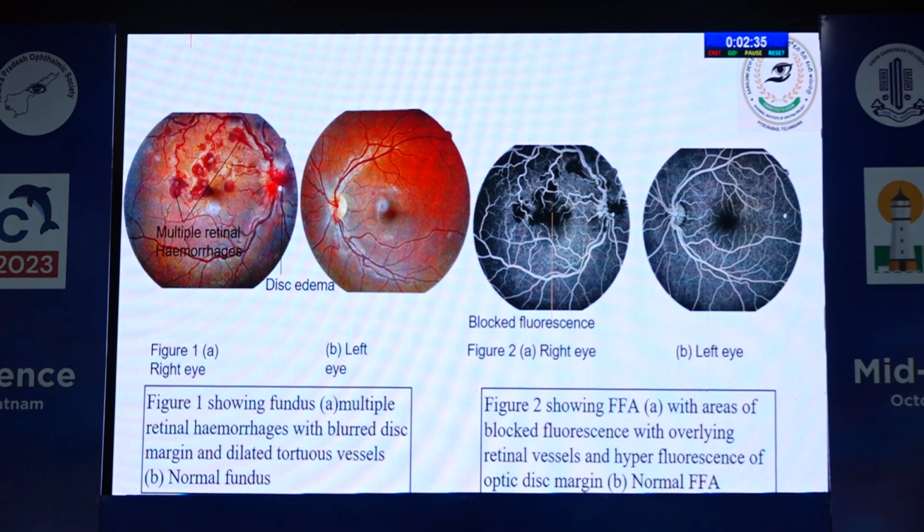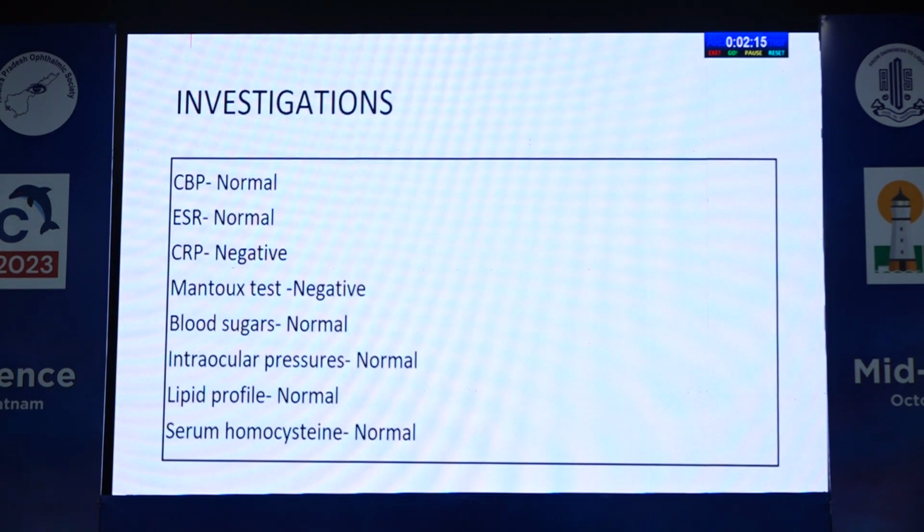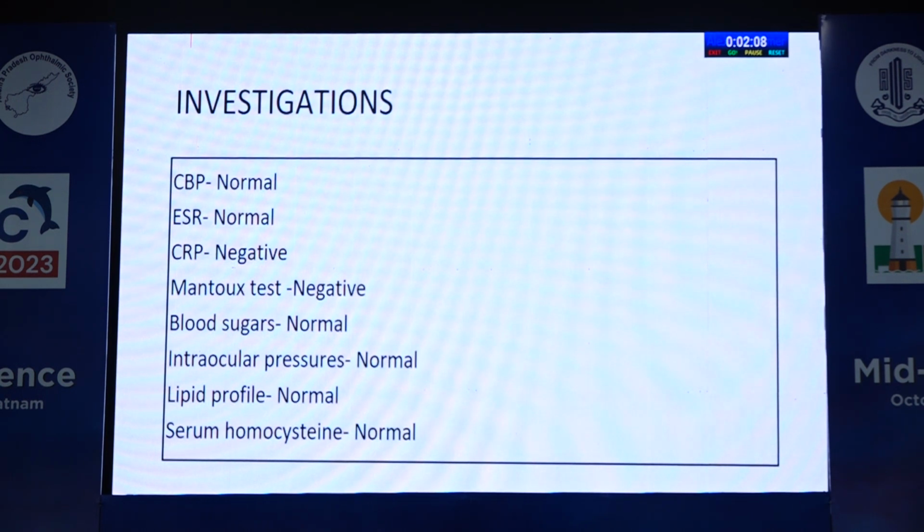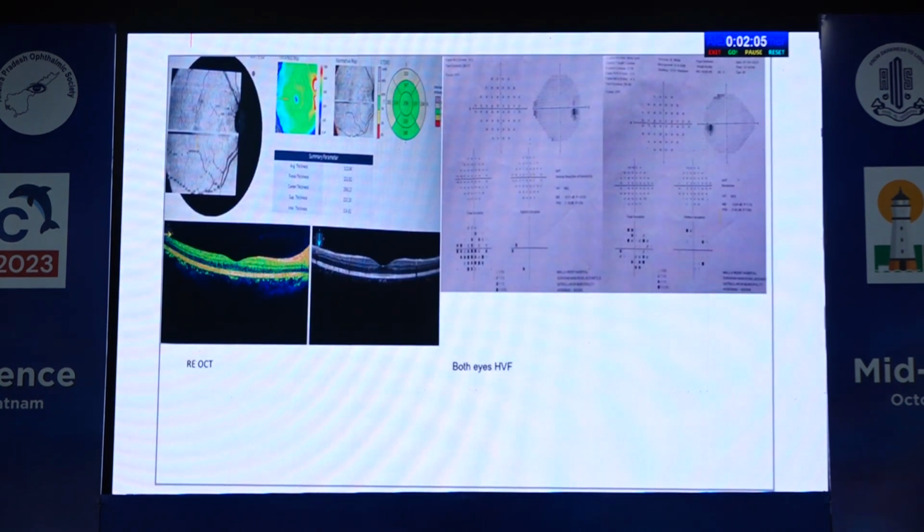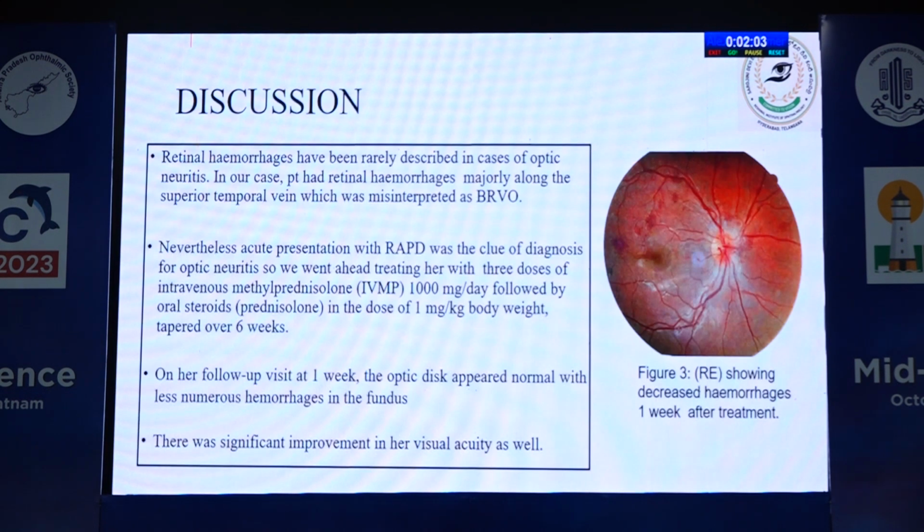On thorough evaluation, there were multiple hemorrhages on fundus examination, with a hyperemic disc and disc edema in the right eye, and the left eye was normal. On FFA, there were areas of blocked fluorescence with overlying retinal vessels. The other eye's FFA was normal. We did a complete systemic evaluation: CBC, ESR, CRP, Mantoux test, blood sugars, and intraocular pressures were all normal. B scan was also normal, and the visual fields and OCT were also normal. So we came to the diagnosis of an acute presentation of optic neuritis.